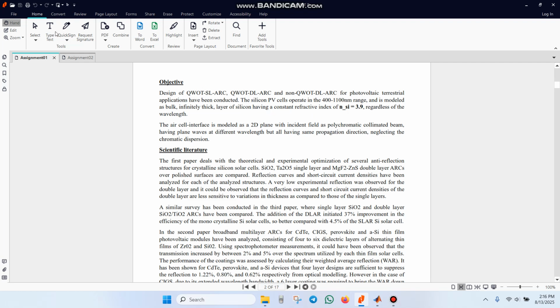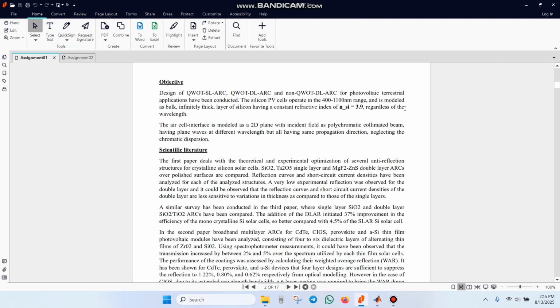Initially, the material that we selected to design the ARC is for a photovoltaic terrestrial application, which basically implies a silicon PV cell having a design wavelength range of 400 to 1100 nanometers. It is also considered as a bulk, infinitely thick layer of silicon with a constant refractive index of 3.9, whereas the other medium is air. Based on these two media, silicon and air, we would design our single layer as well as double layer anti-reflection coating for both the quarter wave optical thickness design as well as non-quarter wave optical thickness design.